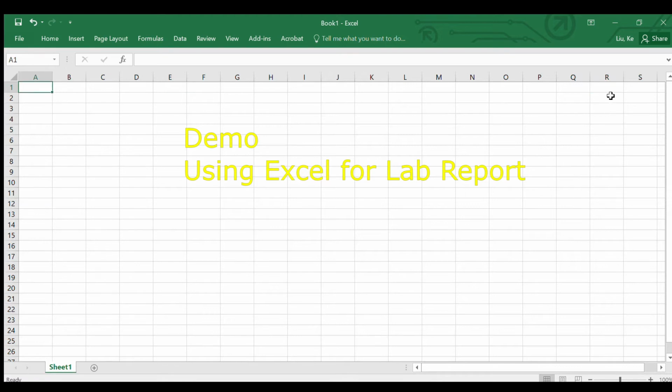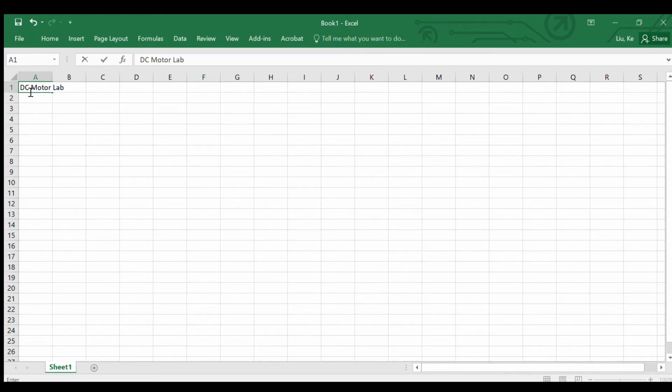Hello everyone. Today I'm going to show you how to use Excel to do the lab report task. For example, we use the DC motor lab as an example here. The first thing you need to do is enter the measurement data we measured in the lab.